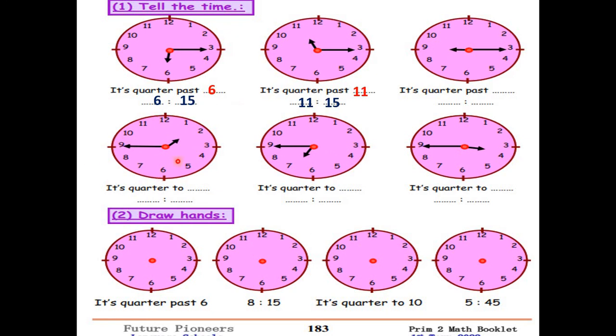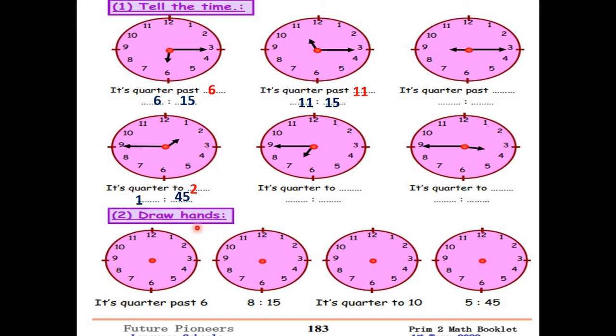What about this one? Here, the long hand points at 9, the short hand is between 1 and 2. So, as the long hand points at 9, we write here quarter to. Quarter to 1 or 2? The number next. Okay, so it's quarter to 2. And in digital, no, we don't say 2. No, the number before, 1. 1 and what? And 45 minutes. It's 1 and 45.